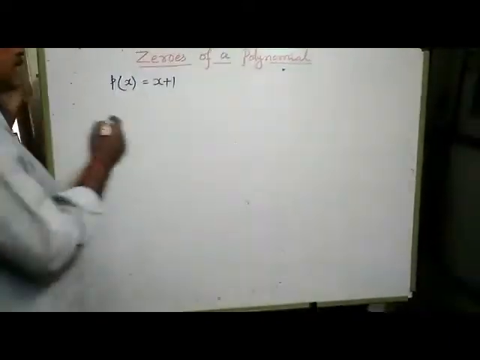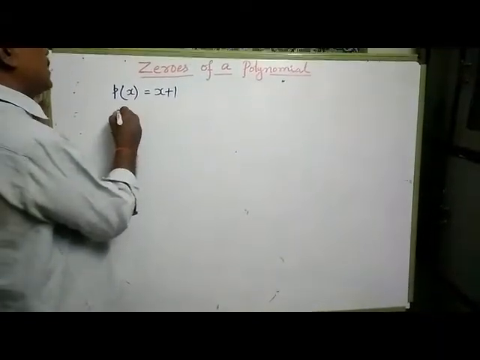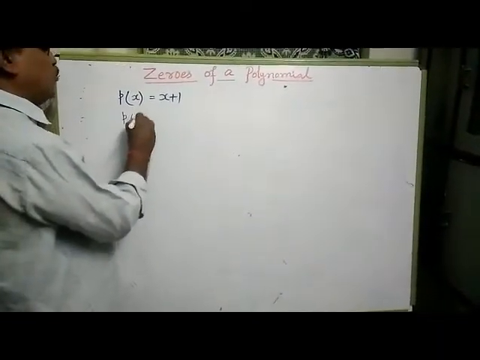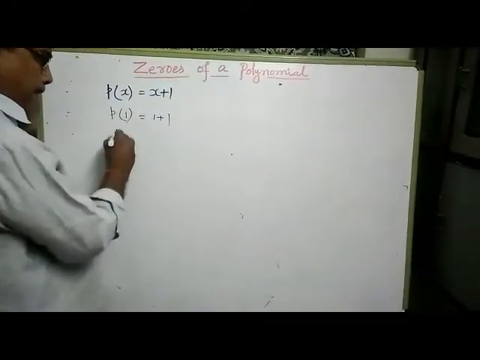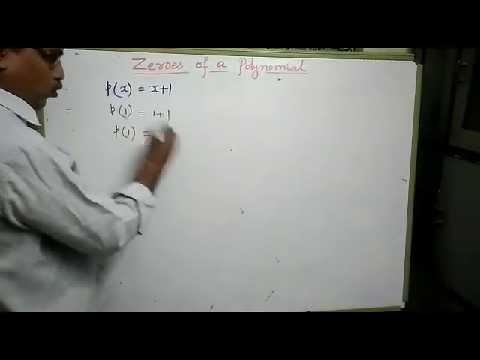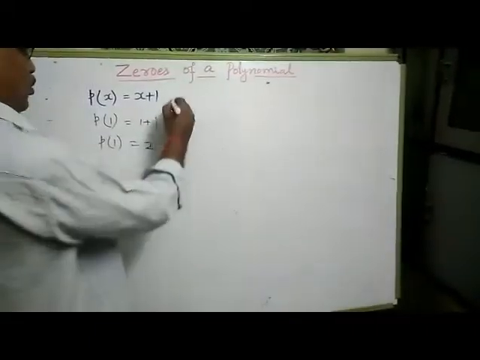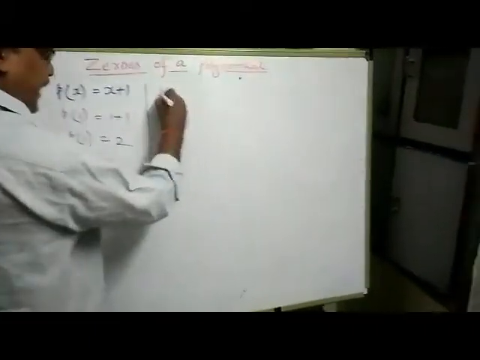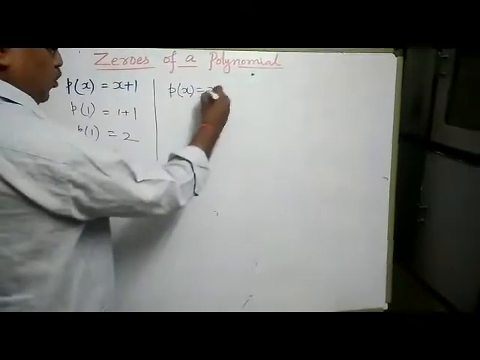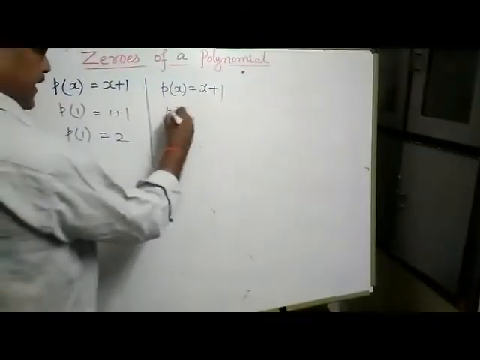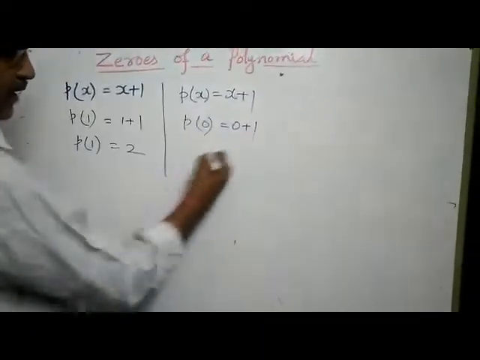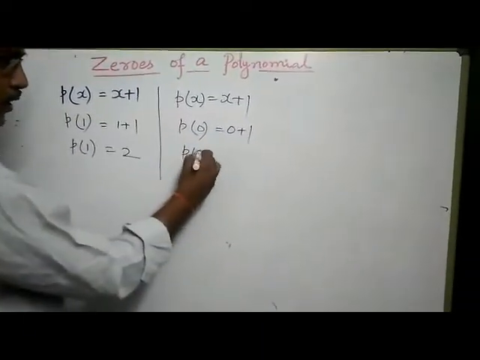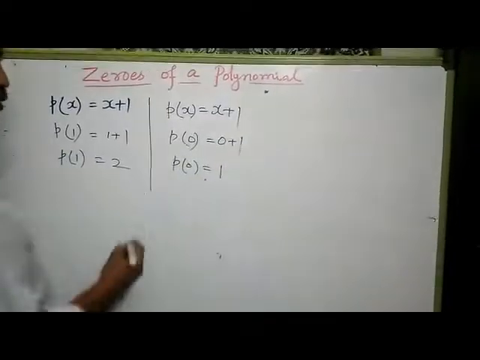Suppose now I am checking values. If x is equal to 1, p of 1 is equal to 1 plus 1. P of 1 is equal to 2. Coming to, once again, p of x is equal to x plus 1. Now I will take p of 0. P of 0 is equal to 0 plus 1, which is equal to 1.